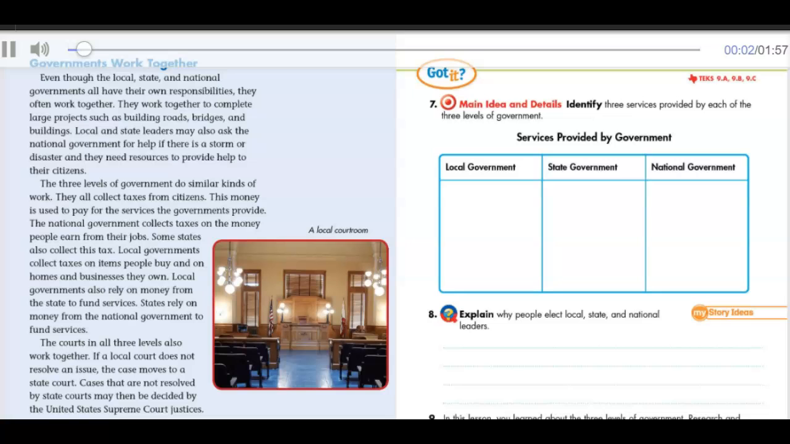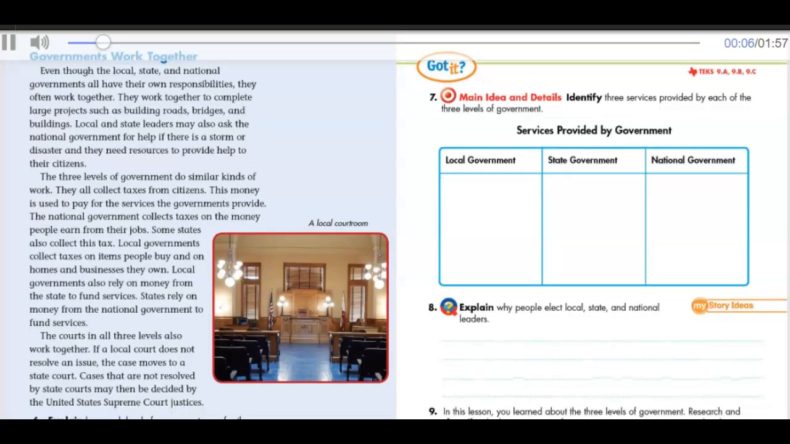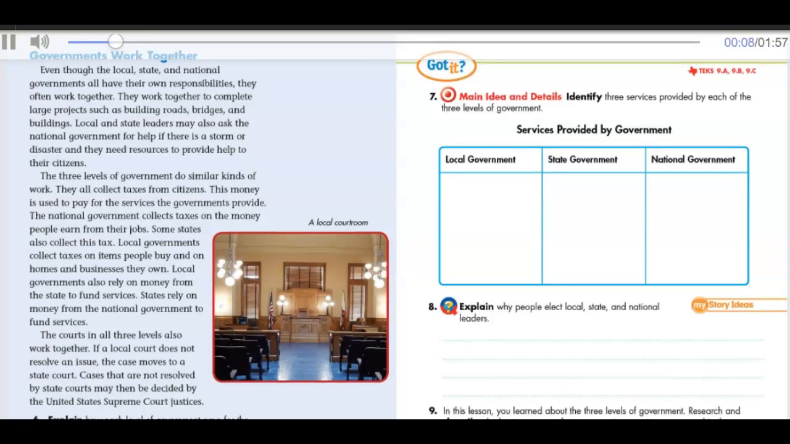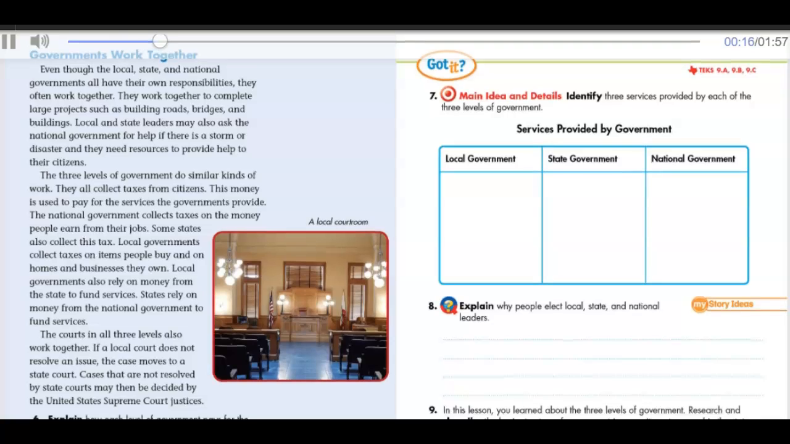Governments work together. Even though the local, state, and national governments all have their own responsibilities, they often work together. They work together to complete large projects, such as building roads, bridges, and buildings. Local and state leaders may also ask the national government for help if there is a storm or disaster, and they need resources to provide help to their citizens.